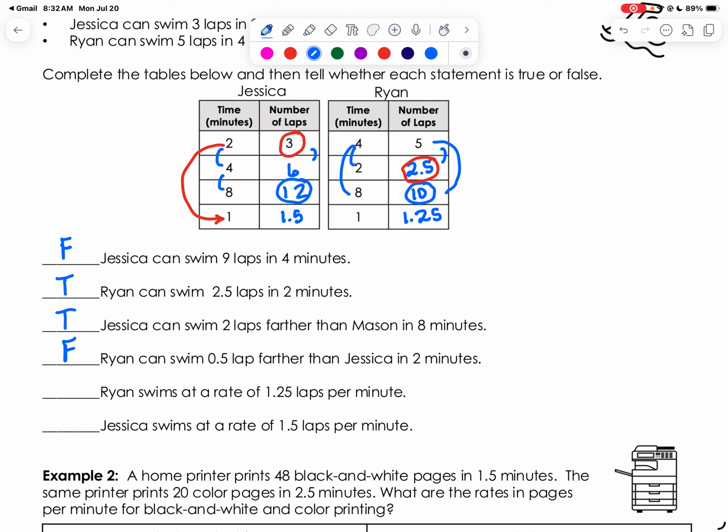Ryan swims at a rate of 1.25 laps per minute. Well, this last entry in our table tells us that that is true. Jessica swims at a rate of 1.5 laps per minute. Well, right here in our last statement, that is also true.